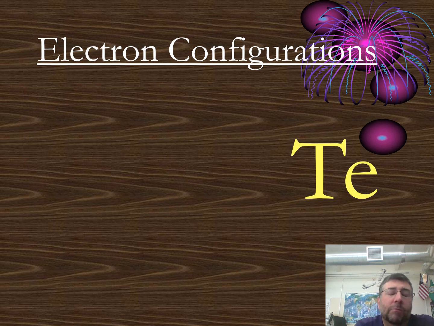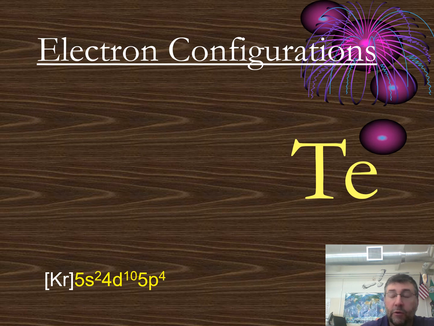Tellurium, try that one. The noble gas before it is krypton. It's in the 5th row, so 5s2. 4d10 because the d is full and the d block is going to be one number less than the s. And then it's the 4th one in the 5th row of the p block, so 5p4.